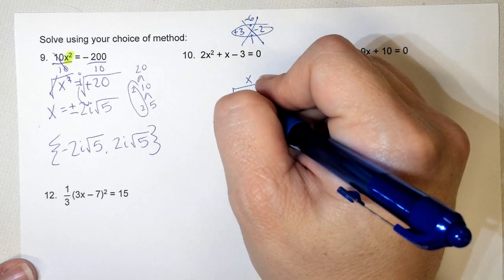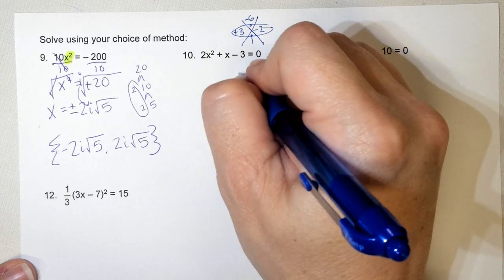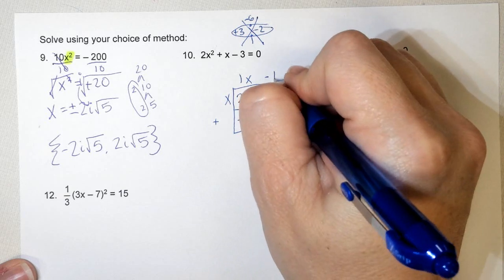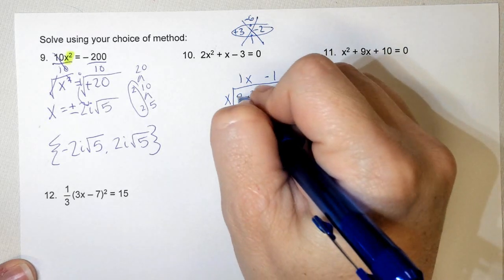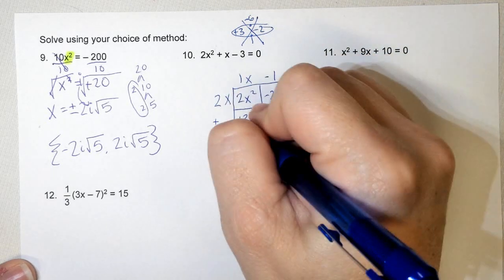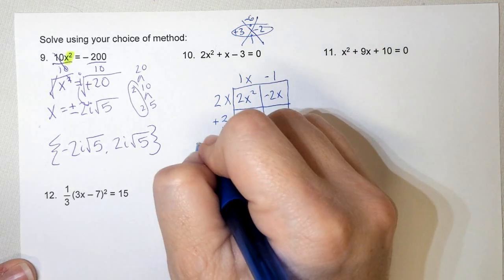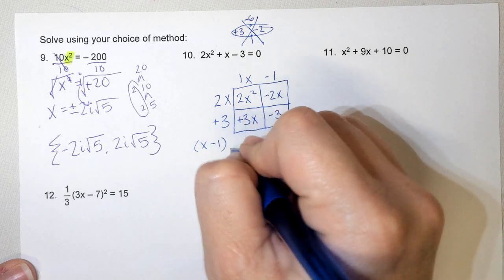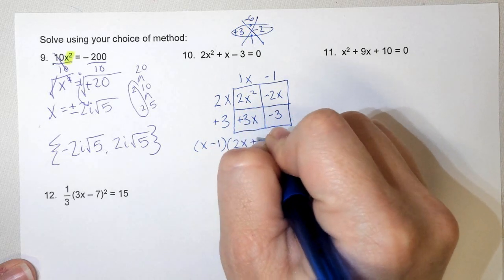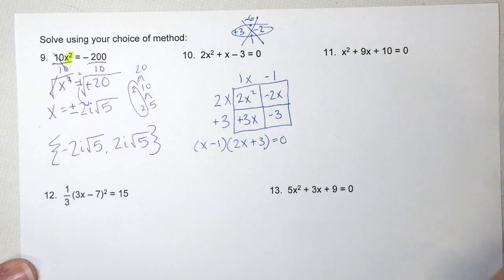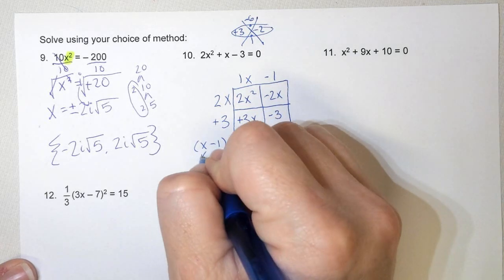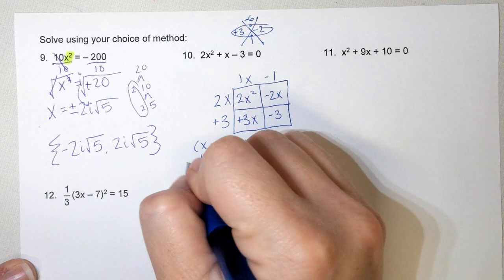And 2 is prime, therefore 2 does not go into 3, so this is just 1. Now 2 does go into 2, so this is 2. 3 does go into 3, so this is 3. So we have x minus 1 and 2x plus 3. Now remember, because of the zero factor property, we separate and we set them both equal to 0.